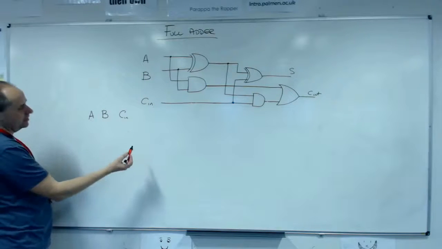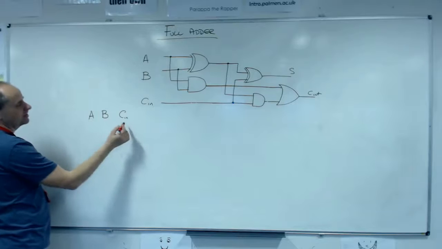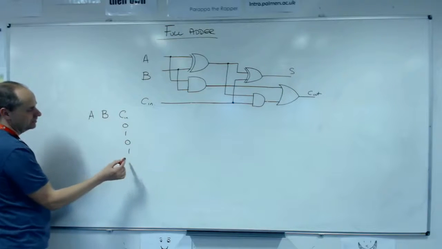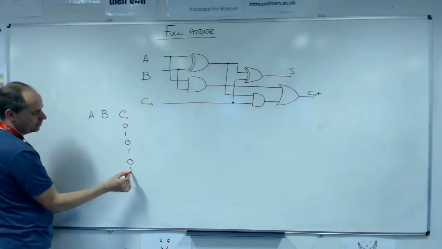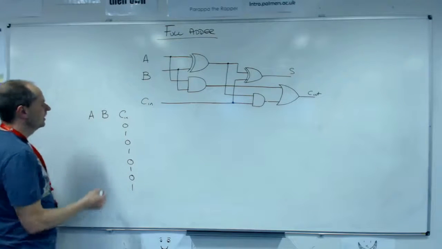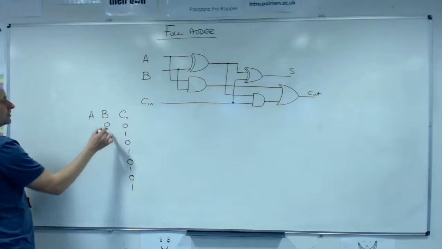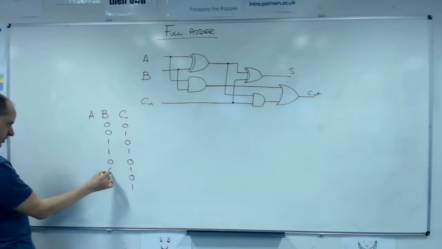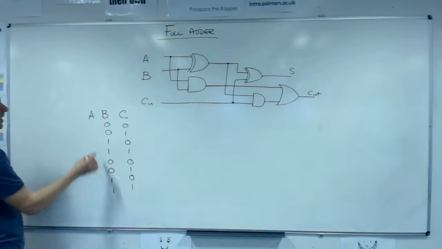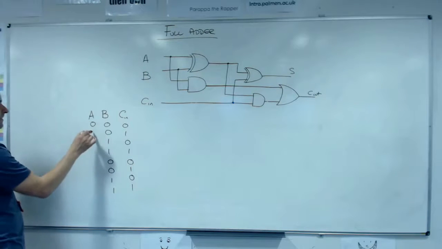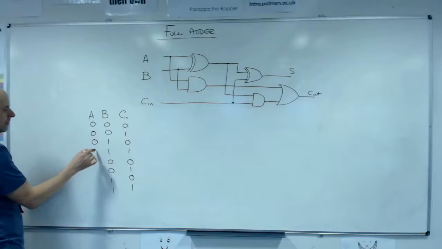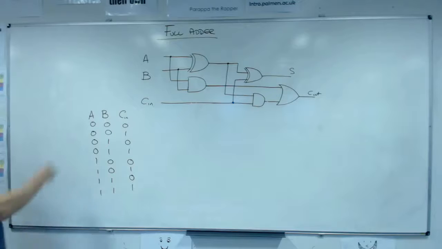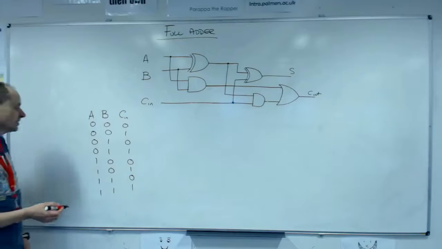The easy way to do this is to take the right hand input and alternate it every row: 0, 1, 0, 1, 0, 1, 0, 1. The second one, alternate it every 2: 0, 0, 1, 1, 0, 0, 1, 1. And the final one, alternate it every 4. Then we don't mess up and miss a combination of noughts and ones out. That's why we do it that way. You can do it however you want, but that's what I suggest.